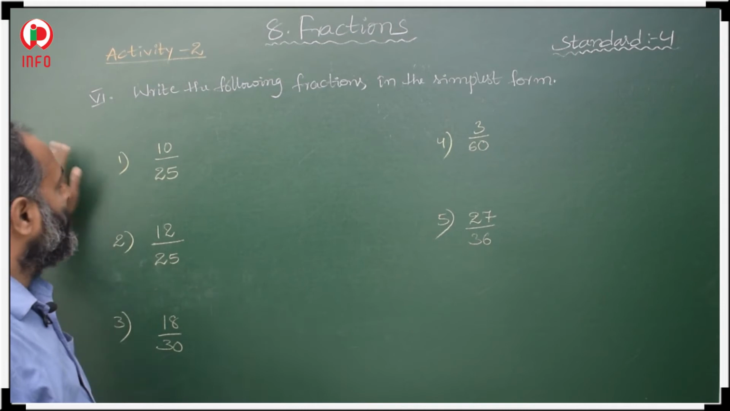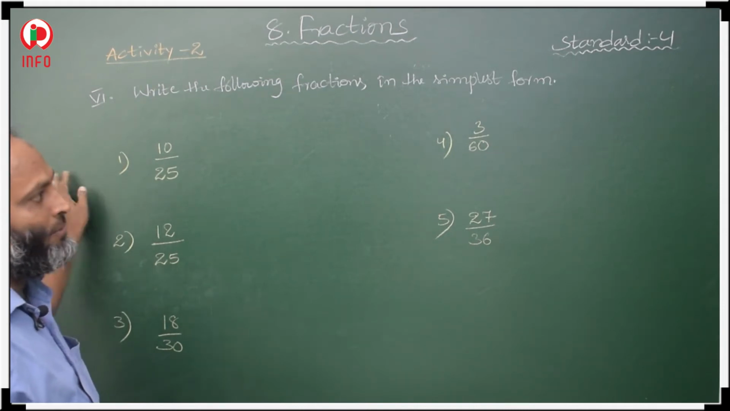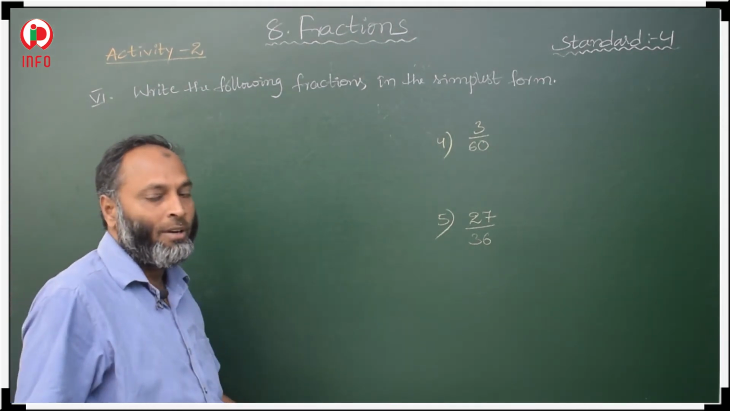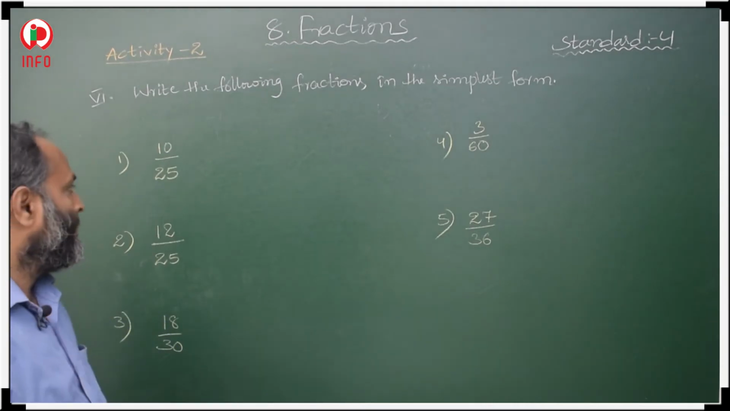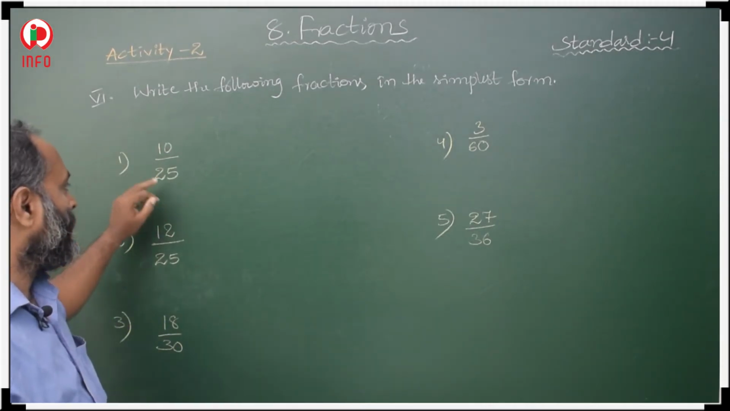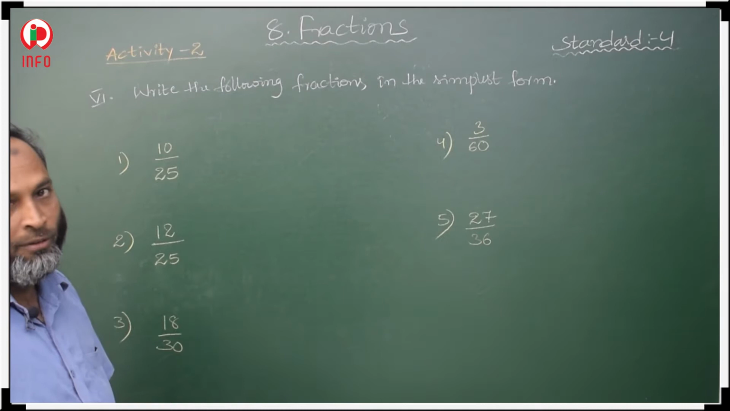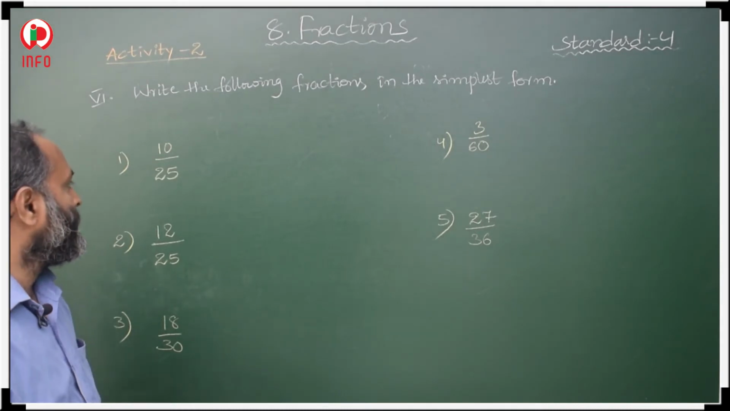Now here, write the following fractions in simplest form. So here we have to write the given fractions in simplest form. In the first fraction, 10 by 25, the numerator is 10 and the denominator is 25.